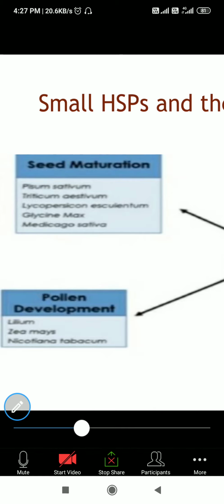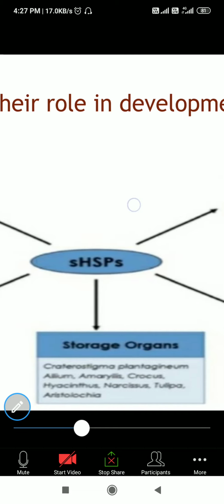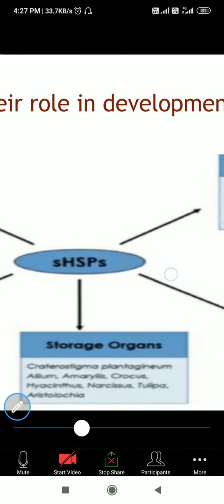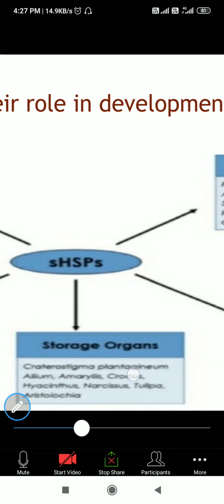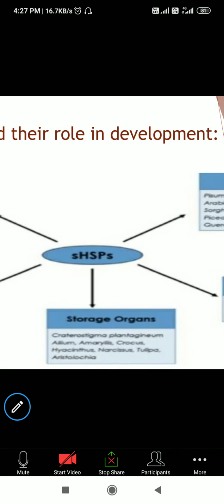Now if we shift to the role of small heat shock proteins in pollen development, the best examples are Zea mays and Nicotiana tabacum. If we talk about the role of small heat shock proteins in storage organs, we have different examples there, like Tulipa and Crocus. These are different flowering varieties where small heat shock proteins are involved in storage organs.